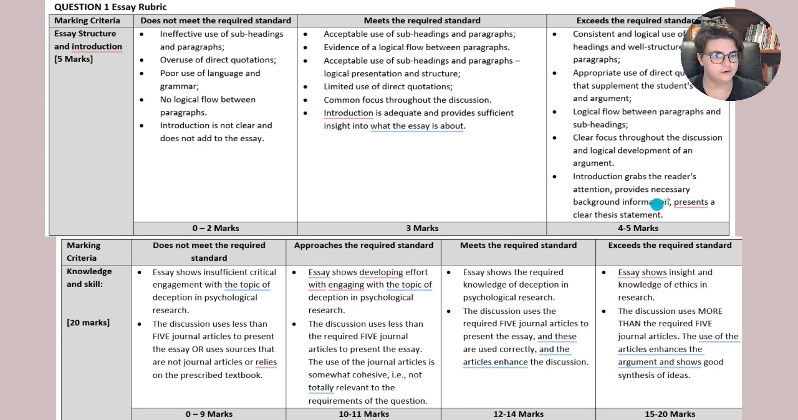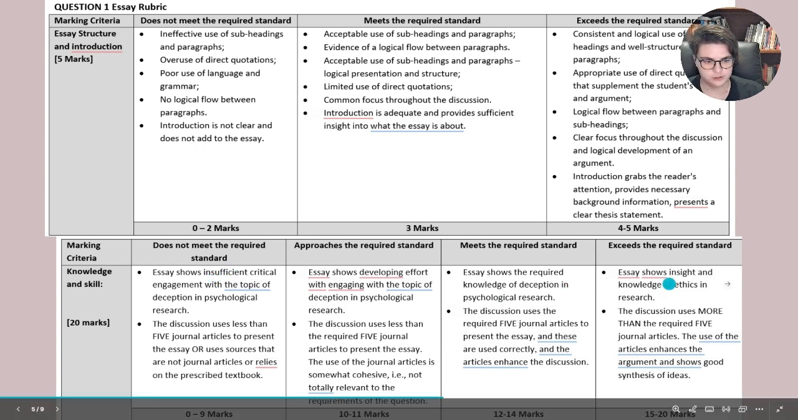There must be a clear focus throughout your discussion, okay? So that if you go on too many tangents, you can't score in this highest block. And again, to score on the highest block here, your introduction grabs your reader's attention, all right? So you provide necessary background information and present a clear thesis statement. So in other words, it presents clearly your position in this argument. All right, so that's 5 marks in the bag already, just by following structure.